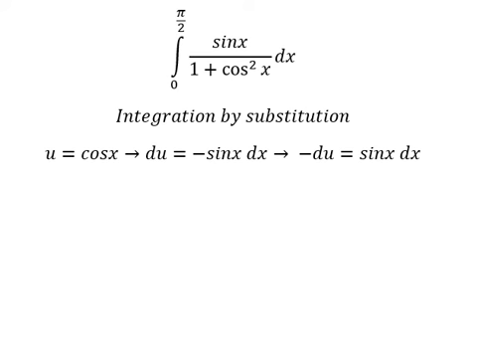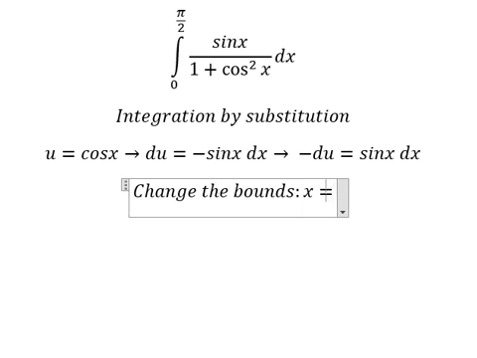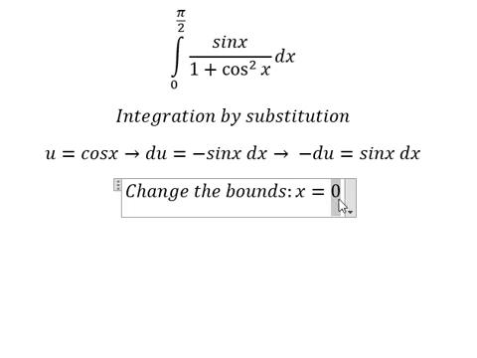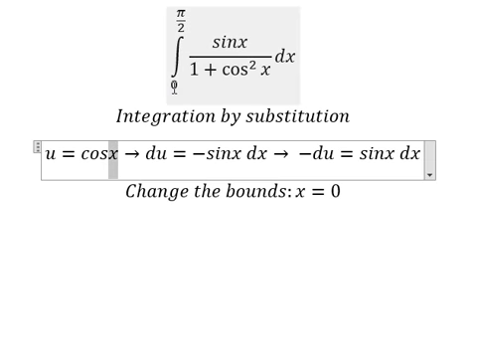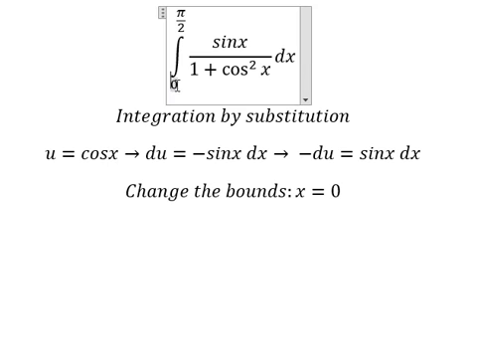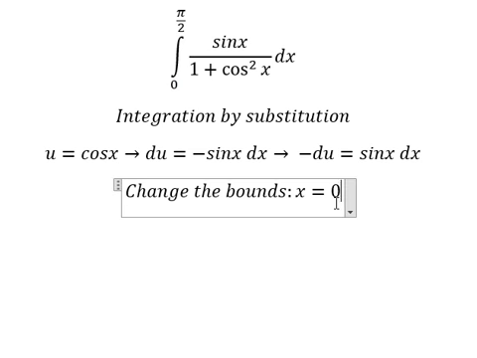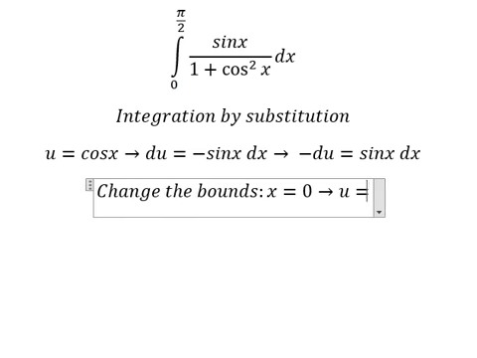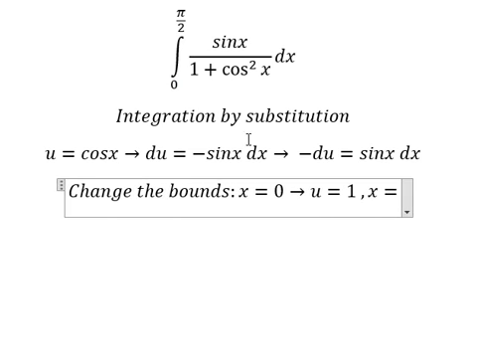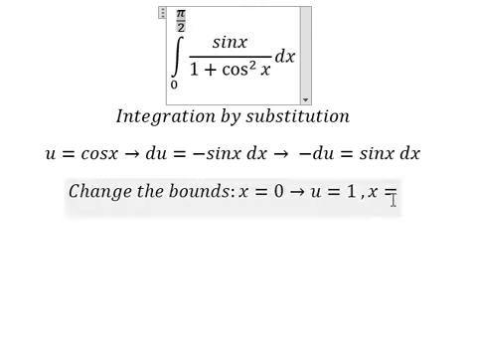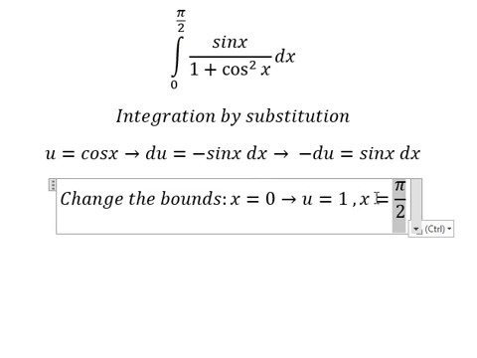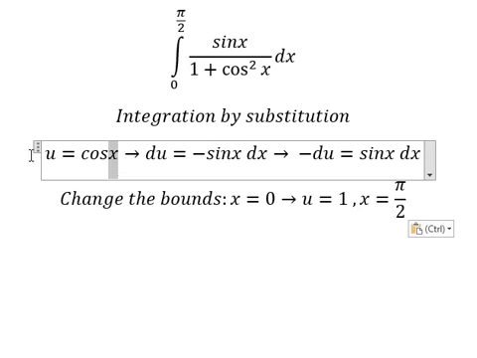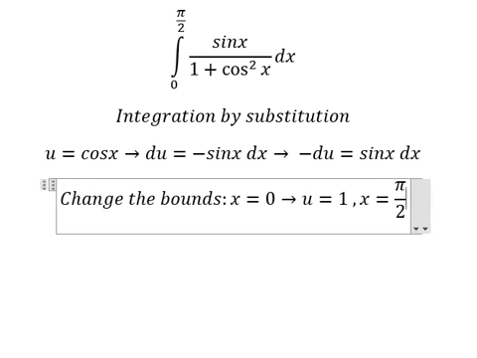Next, we need to change the bounds. When x equals 0, I will put 0 in here, in the bounds here and here, and we have u equals 1. When x equals pi over 2, I will put pi over 2 in here, and we can find the value of u. So u equals 0.